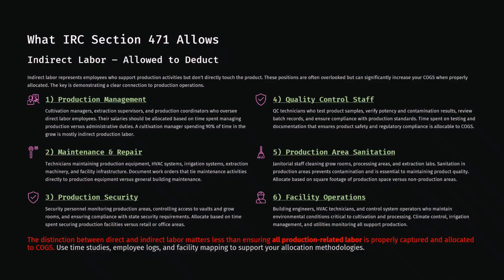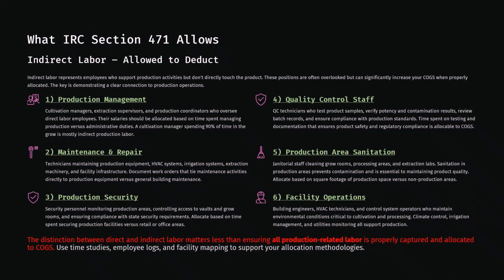These are the people managing power systems, waste disposal, nutrient water systems, and climate control. Your HVAC people keep your yields alive, and their work directly supports cultivation, which makes them eligible for partial allocation. Now, here's the key to doing this right. Again, you need a reasonable allocation method, which could be time-based logs, square footage used for production, equipment logs or maintenance schedules, payroll cost centers tied to functional departments, and you need documentation to back it all up.